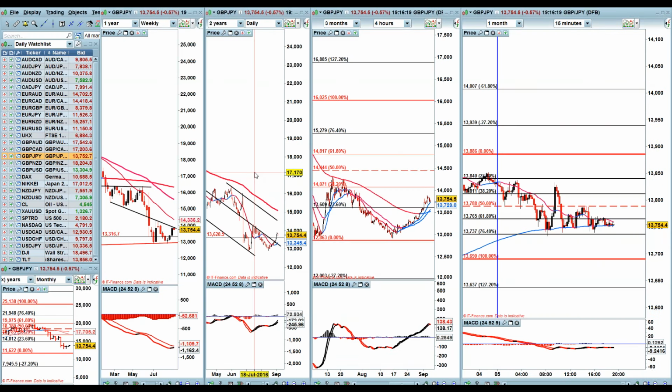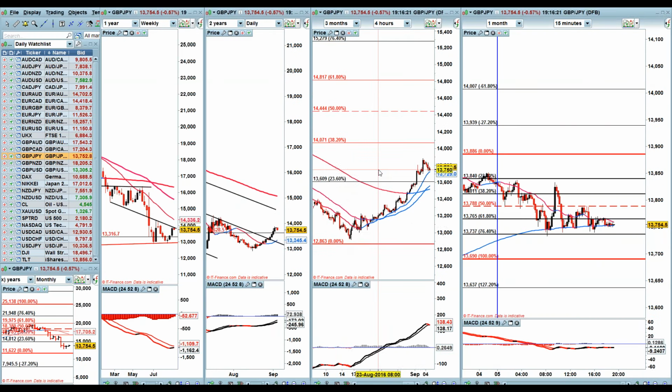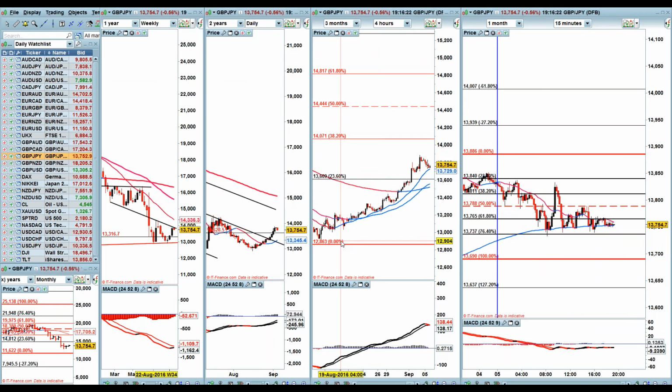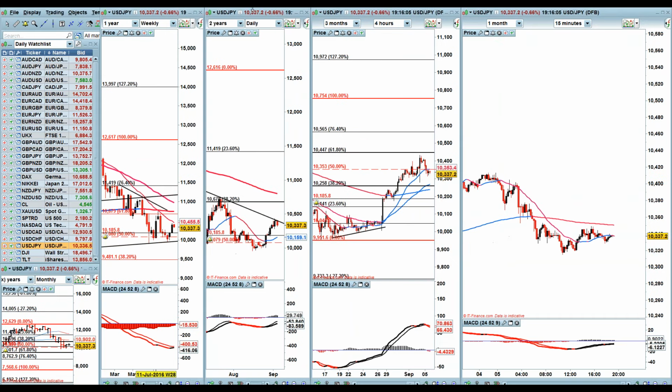Now, seeing as the US were away yesterday, I'm just expecting tomorrow will be a little choppy as the markets settle down, and then we get into Wednesday when we've got all that data coming through, particularly Redbook. Okay, there's no other. Let's look at US dollar yen.